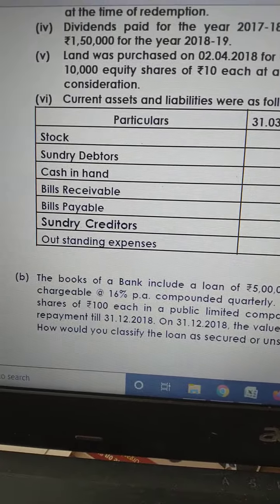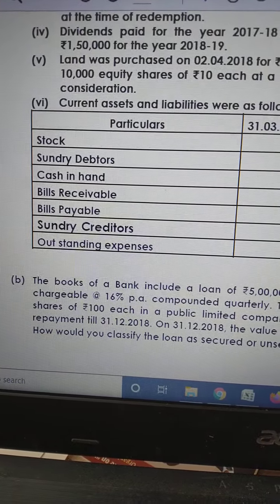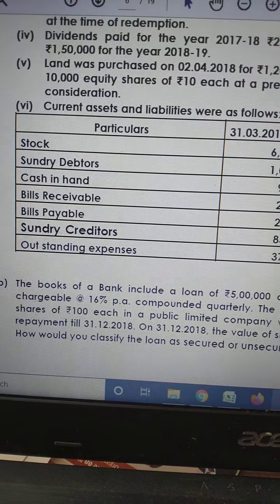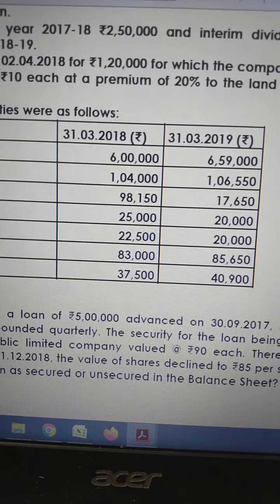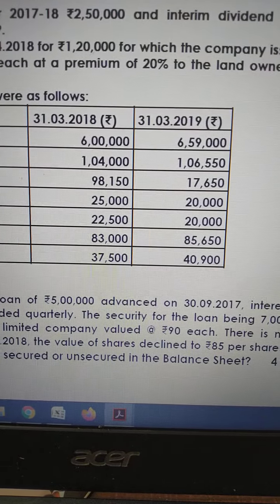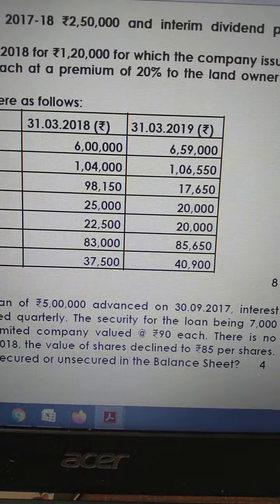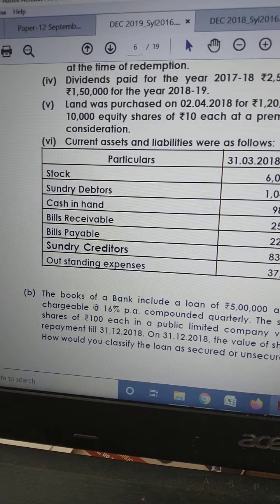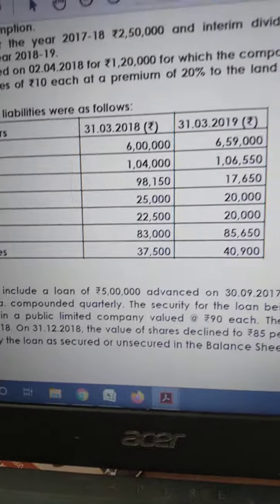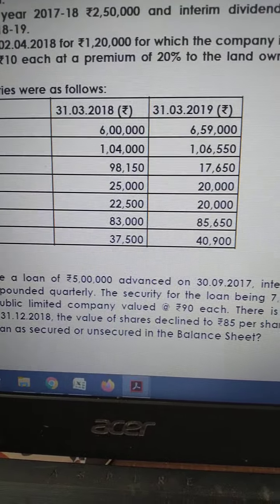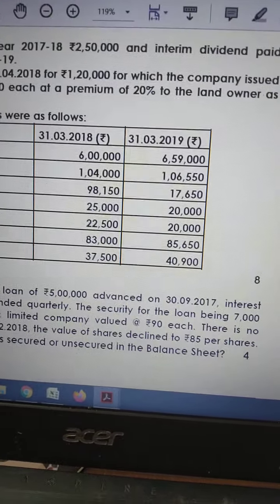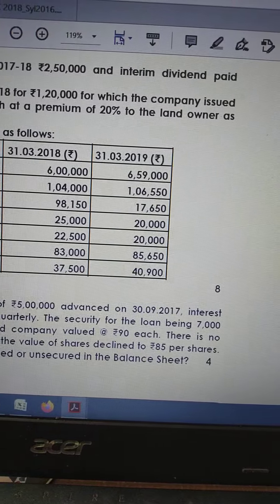What is the next item? Sundry creditors is a part of working capital. Current liability. It is a working capital item. So current liability, 83,000 previous year. This year 85,650. Increase in current liability should be added. Why? Because you have not paid your liability, so your cash balance will be increased. Outstanding expenses. Previous year 37,500, this year 40,900. Increase in current liability. Add it.